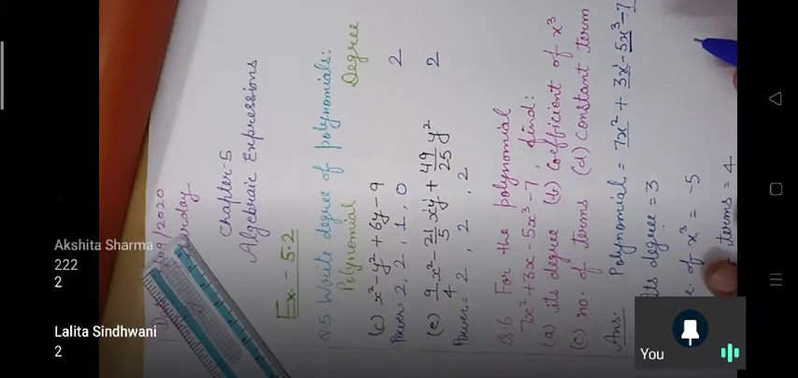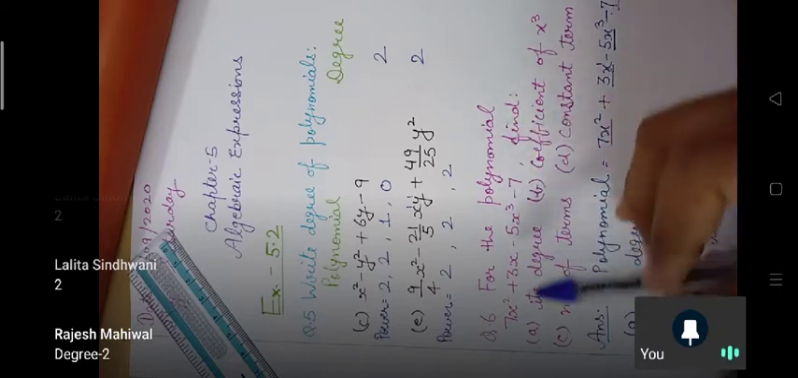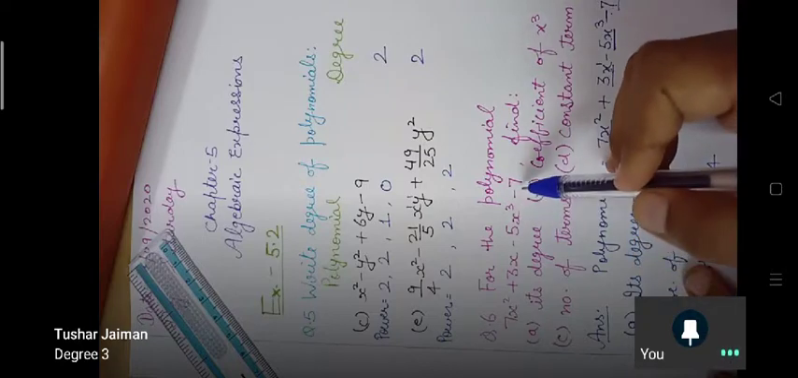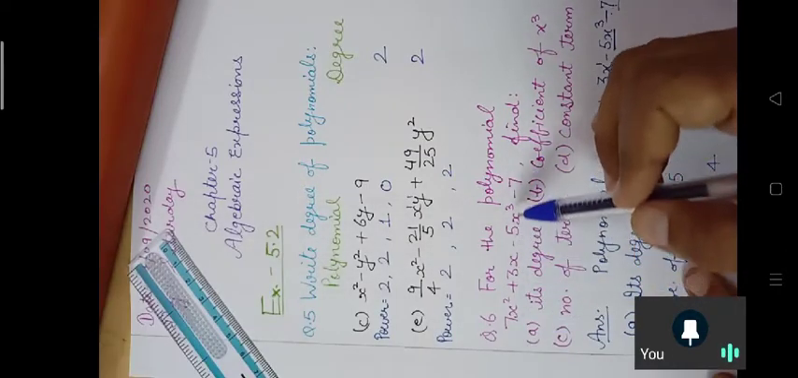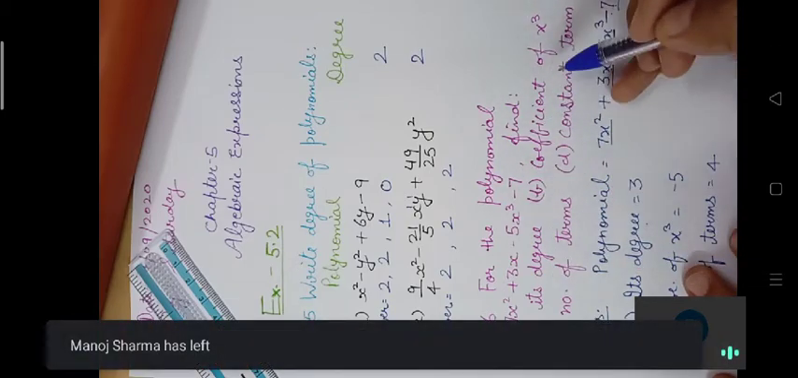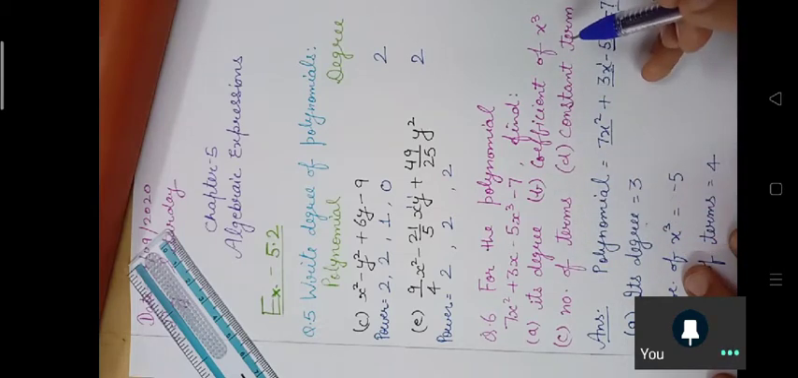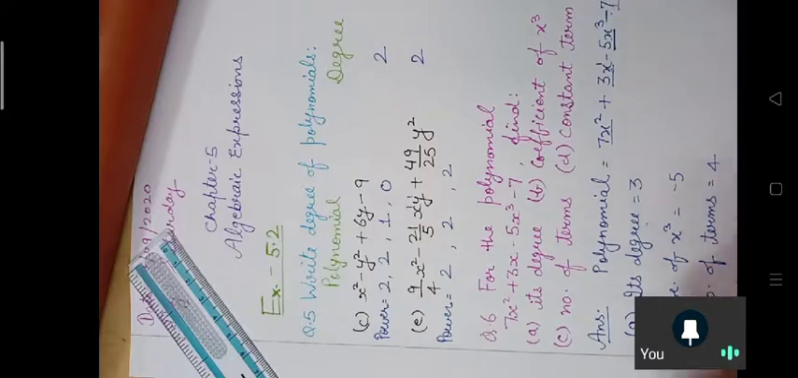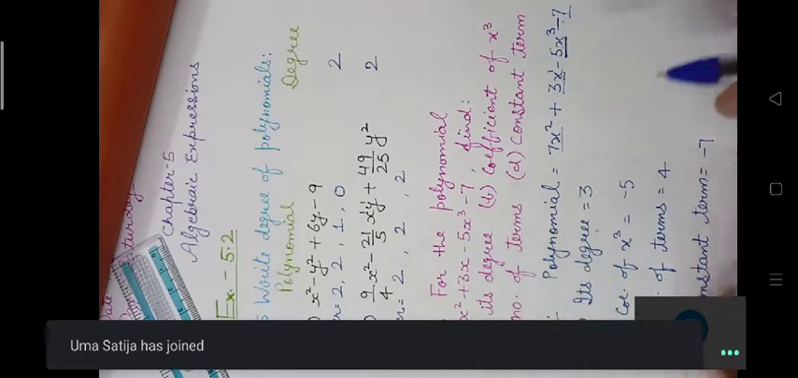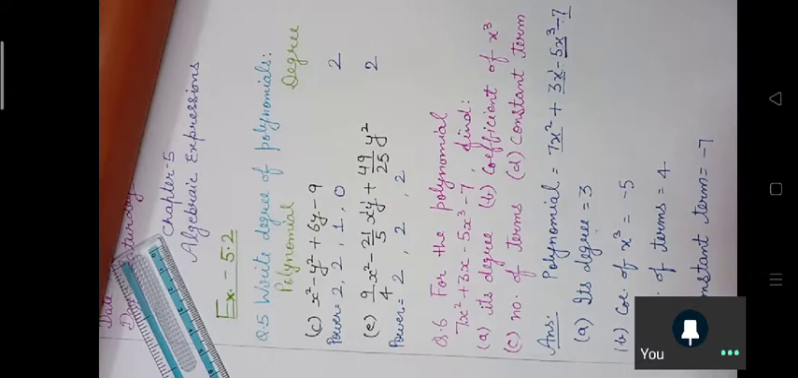Now move to question number 6. Question 6 is, for the polynomial 7x square plus 3x minus 5x cube minus 7, the polynomial is given to you. You have to find these four things. First is degree, second is coefficient of x cube, third is number of terms, and fourth is constant term. These four things you have studied in earlier classes. I have told you about them. Now the A part is its degree.